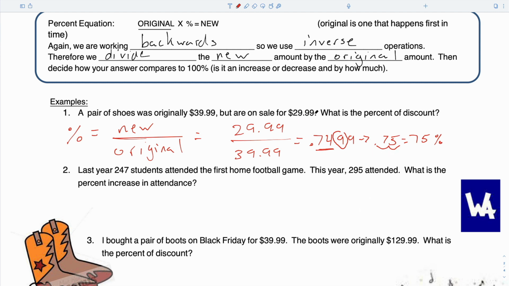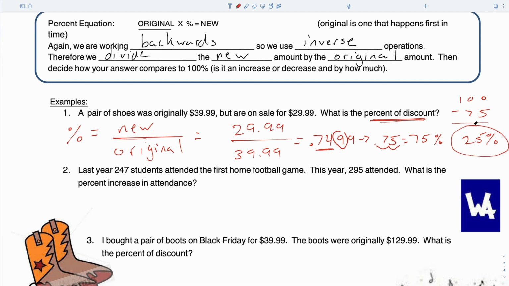Is this pair of shoes 75% off? No. This was 75% of the price. To get the percent discount, we're going to subtract from 100. Because it was a discount, we subtract, just like the other problems. And we know the discount is 25%.